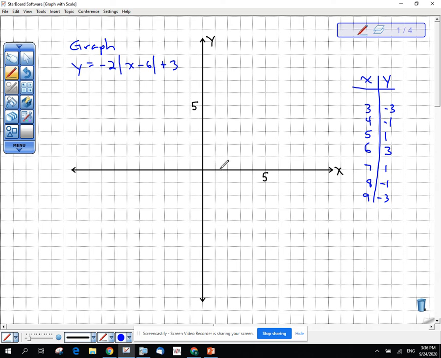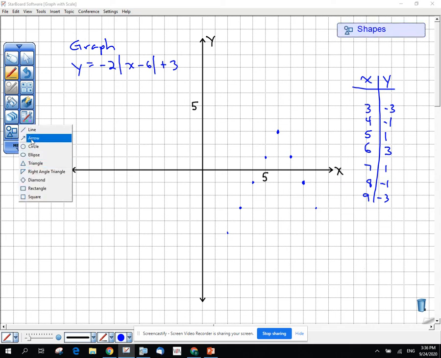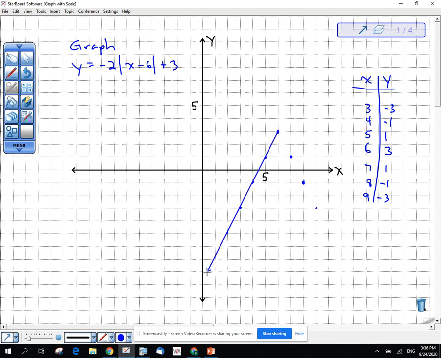And let's see what this looks like now. 6, 3 is here. 7, 1. 8, -1. 9, -3. This is the vertex. And you can keep going, or you can probably at this point recognize where this is going and draw yourself. About like that. Looks good. Okay, thanks for watching.